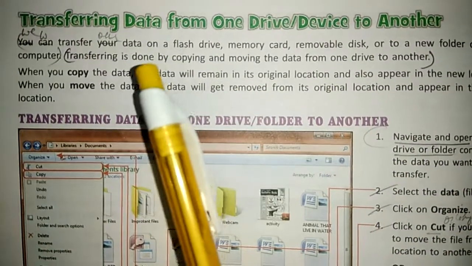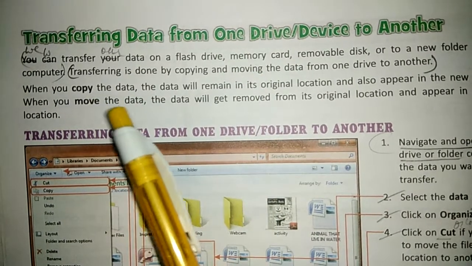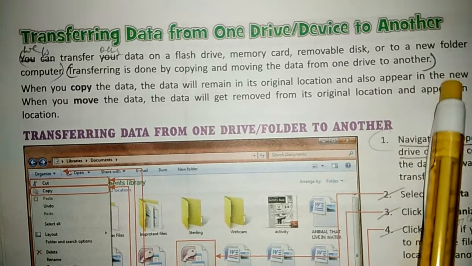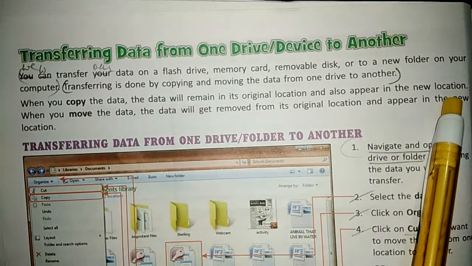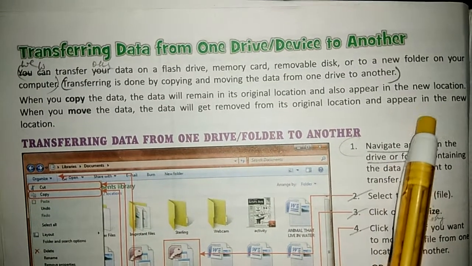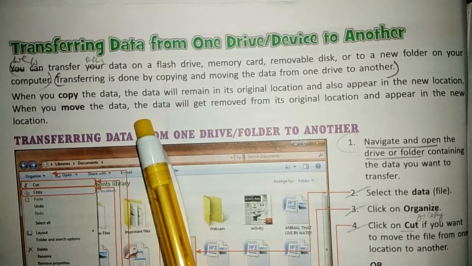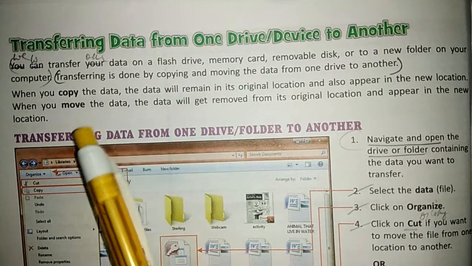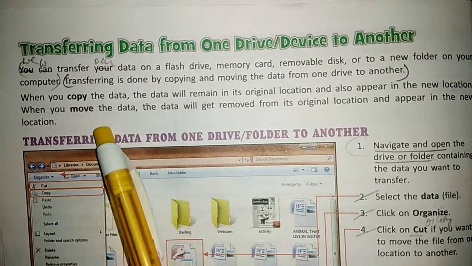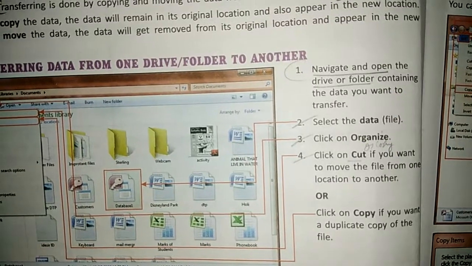Now the question is, what do you mean by copying and what do you mean by moving? Copy means the data will remain in its original location and also appear in the new location. Move means data will get removed from its original location and appear in the new location only. For move and cut, both are the same. Sometimes we use cut and sometimes we use move, but the function of both words is the same. Now these are the steps we have to follow.